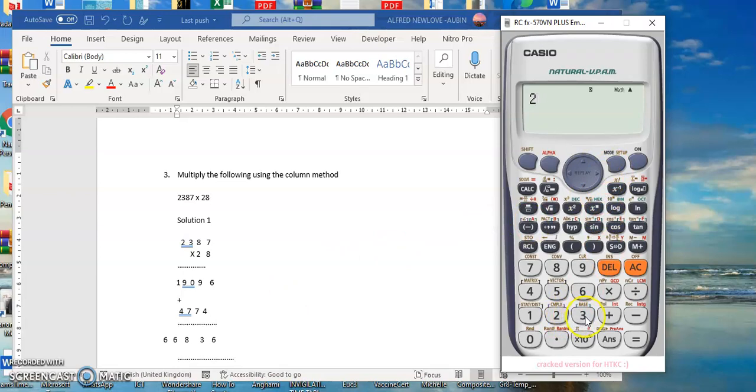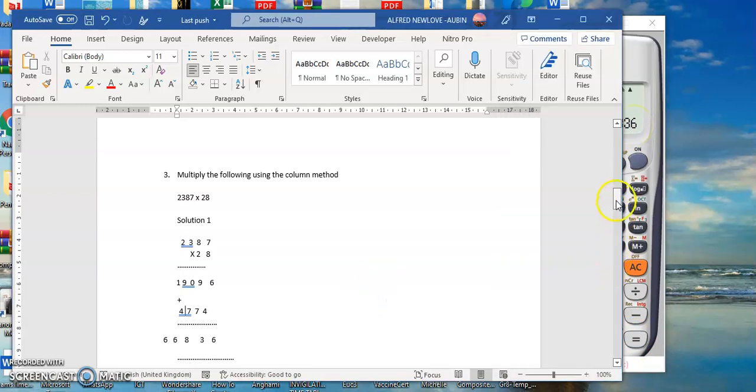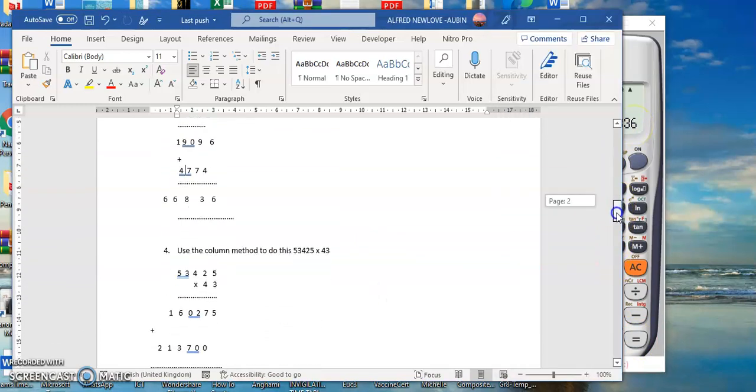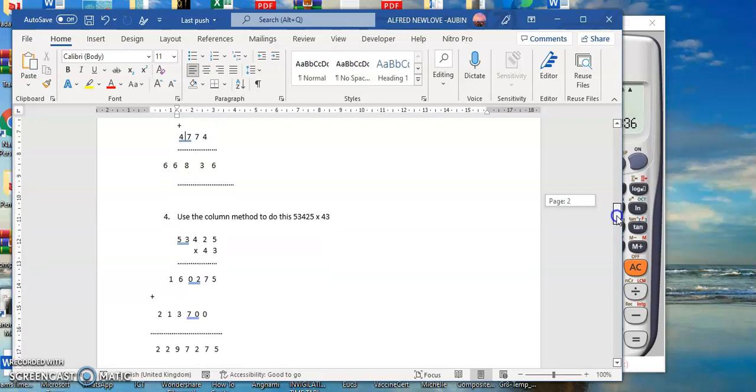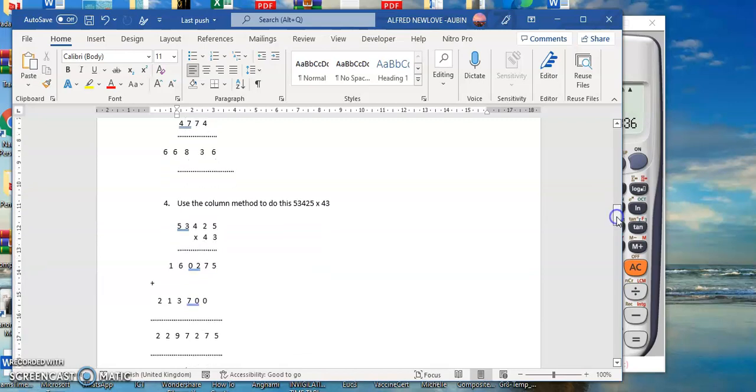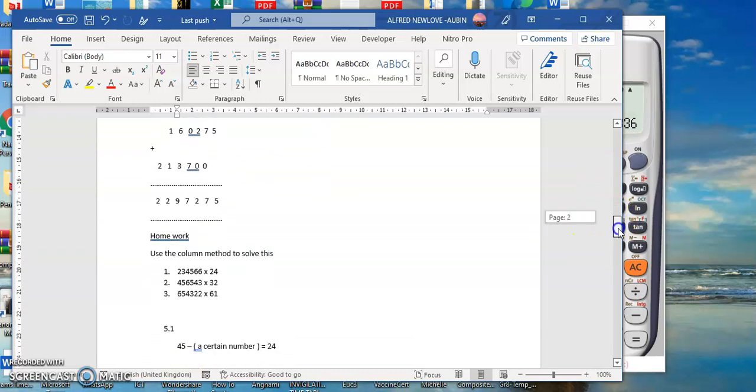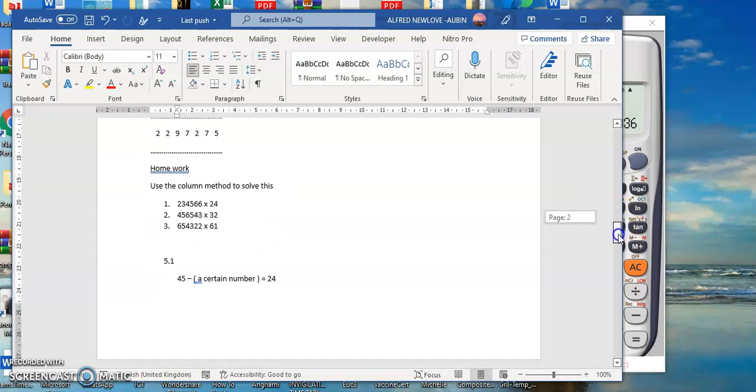2, 3, 8, 7 times 2, 8. You see that we got the same thing there. Now, this one also you do the same thing. You use the same procedure. So you do this homework for me. Then let's look at this one.